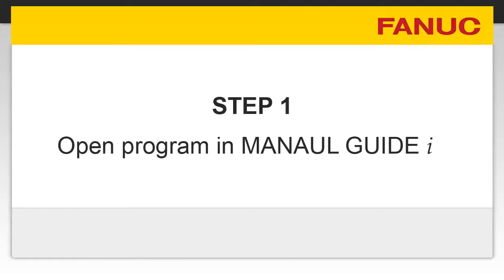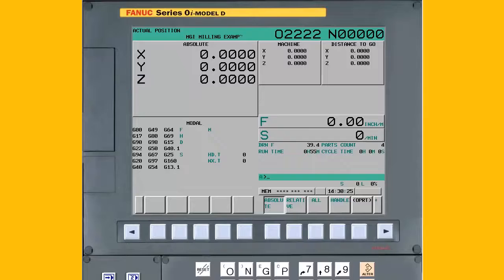Step 1. Open the program in Manual Guide i. If the G-code program is already active in the CNC, you simply need to switch to Manual Guide i. For this demonstration, we will first switch to Manual Guide i and then open the G-code program. Start by selecting Edit Mode. Next, activate Manual Guide i.